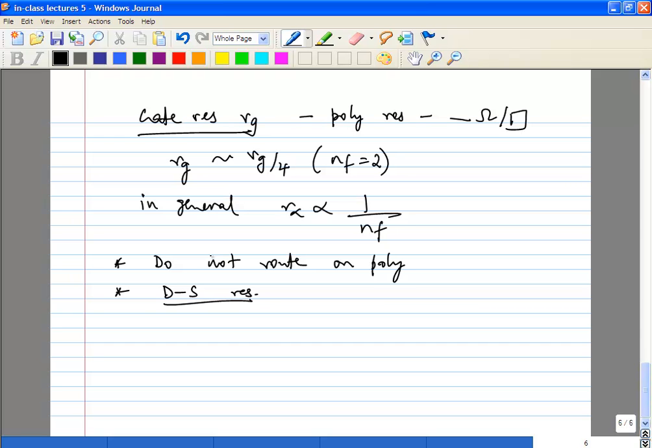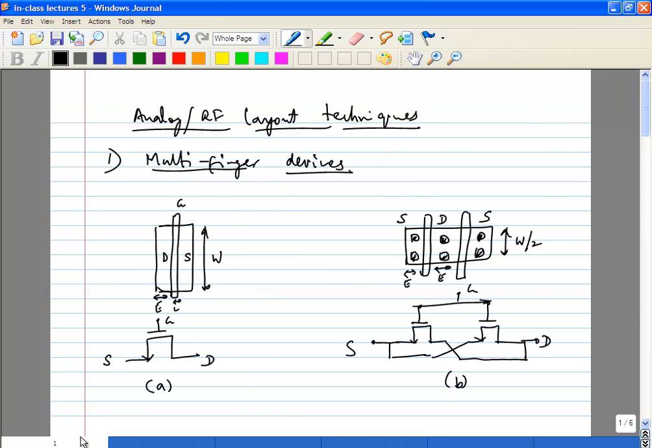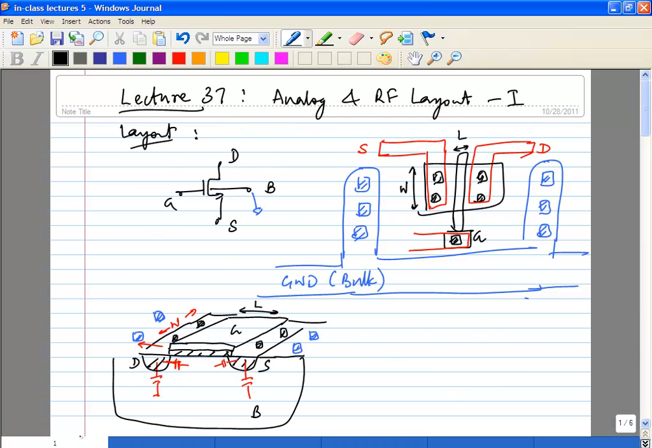There will be cases where you need to make a choice because all these modern processes will have 5 or 6 metal layers. How about the drain source resistance? Again, if that is critical, you will have to be careful. Here we just looked at a single layer. You can, for example, have multiple layers in parallel. For example, if this was metal 1, you can have metal 1 and metal 2 routing in parallel. So that is one thing you can do.